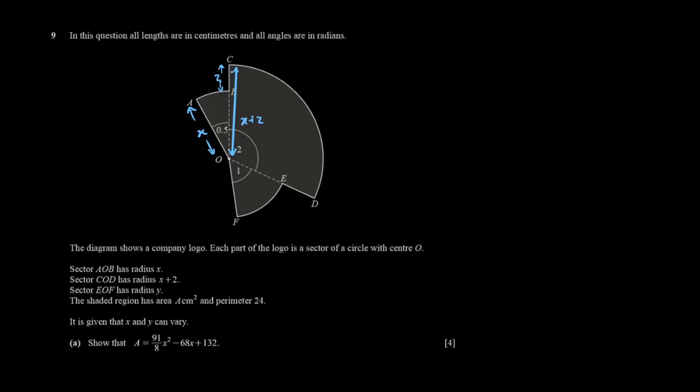And that also means that this length here is also x plus 2. Okay, so let's just draw that on. So x plus 2. And EOF has a radius of y. So that length there has got a radius of y. Okay. All right. The shaded region has area A and perimeter 24.